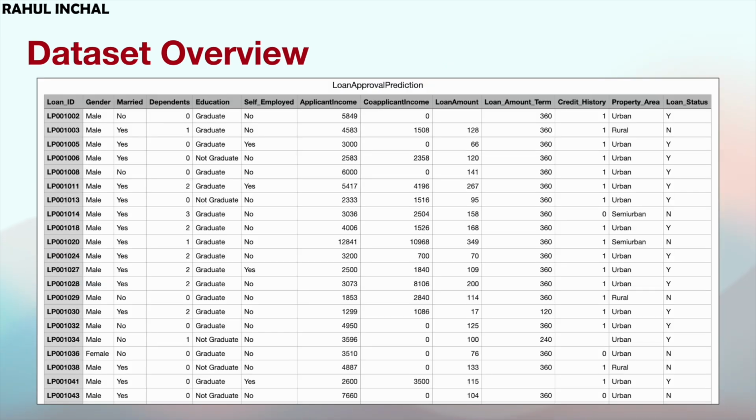Alright. So the dataset overview looks something like this. The first column we have is loan ID, which is unique for all the people. The gender, male and female, married, yes or no, dependents, 0 or 1, education, self-employed, applicant income, co-applicant income, loan amount, term, credit history, property area, and loan status, that is Y or N. Now this is our dependent variable and all other columns are independent variables.